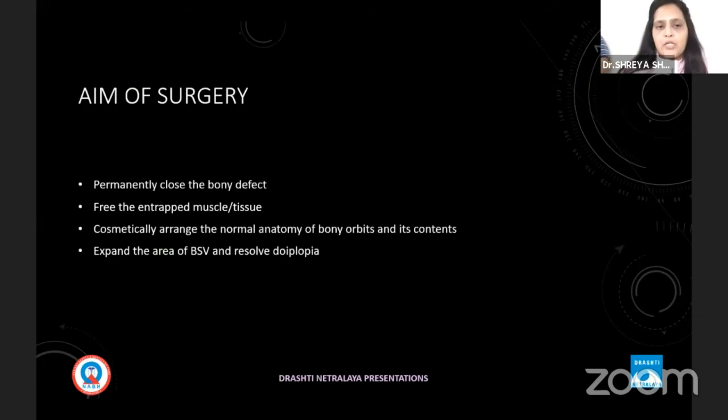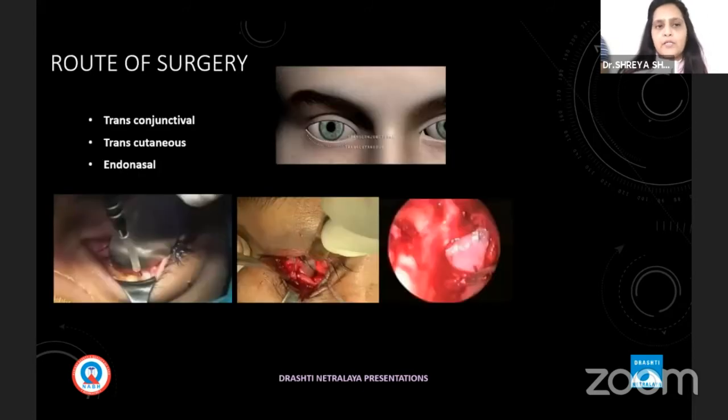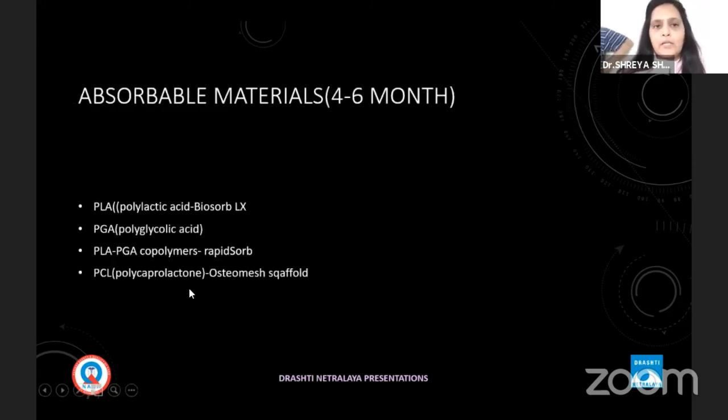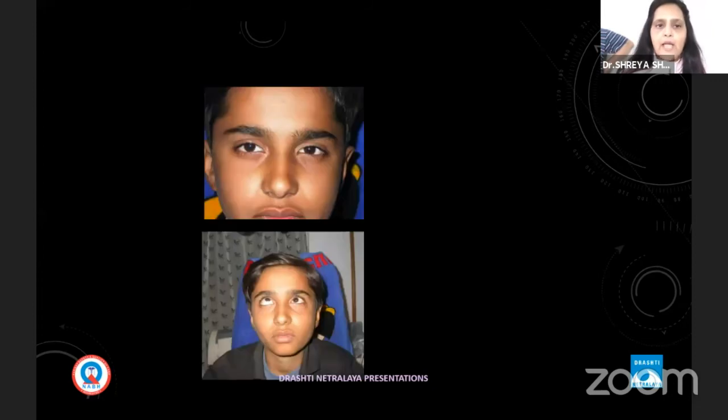Aim of surgery is to give complete closure of the bony defect and give binocular single vision without diplopia. Routes of surgery are transconjunctival, transcutaneous, and endonasal. Materials for implant available are autologous bone, titanium mesh, alloplastic like porous polypropylene, silicone sheet, and combinations. Nowadays, newer absorbable materials are used: PLA, PGA, PLA plus PGA, and PCL.